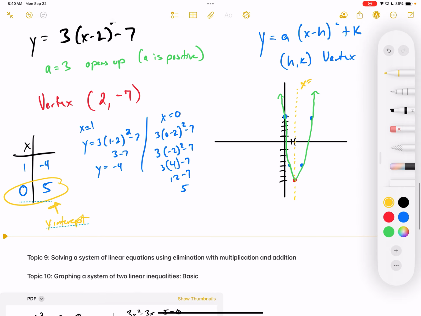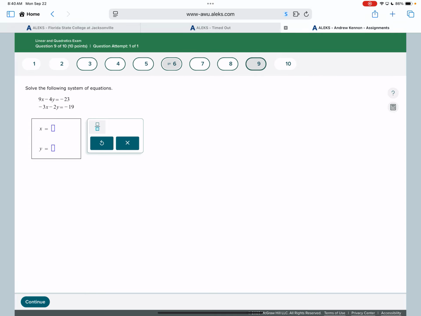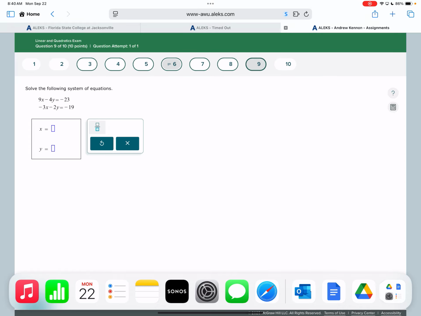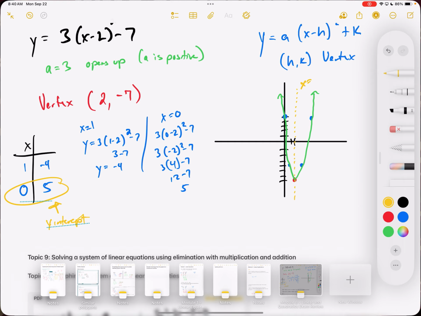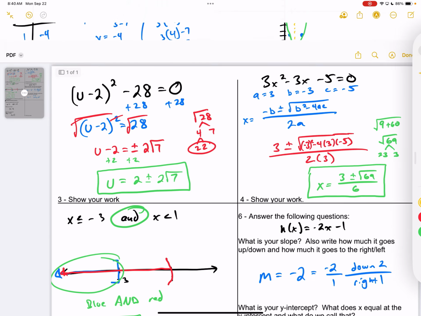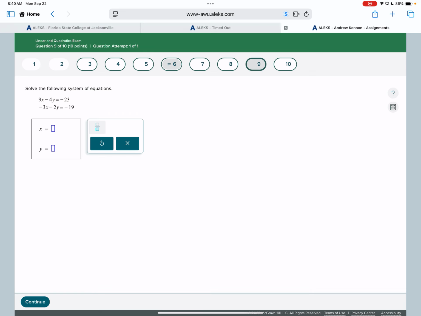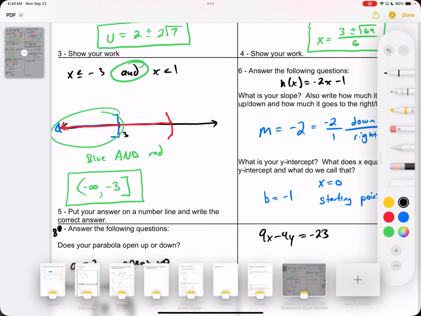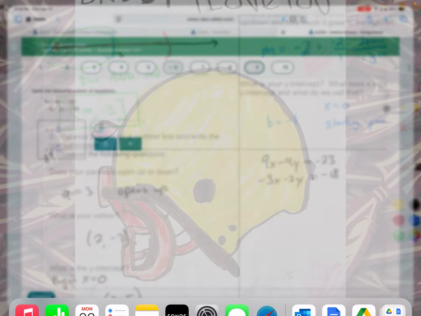Okay. What we got, like 2 more? What's number 9? I got to show my work on that page. What's number 10? Oh, okay. Number 9, 9x minus 4y equals negative 23. And negative 3x minus 2y equals negative 18. Negative 19.